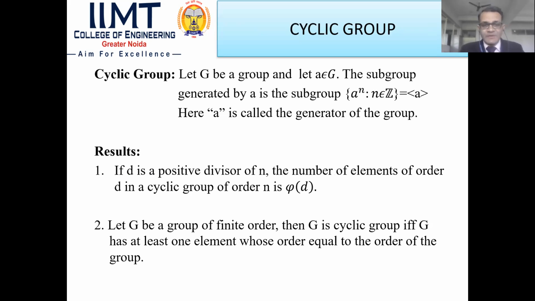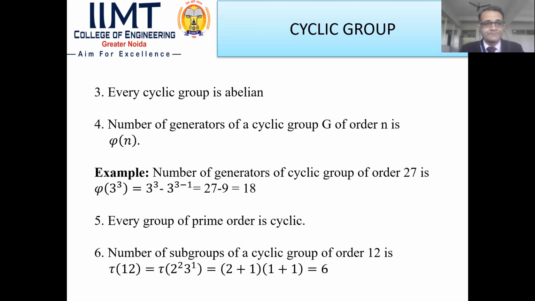Number 2: let G be a group of finite order, then G is a cyclic group if and only if G has at least one element whose order equals the order of the group. Number 3: every cyclic group is abelian. Number 4: the number of generators of a cyclic group G of order n is phi n. One example based on this result: the number of generators of a cyclic group of order 27 is phi of 27, that is phi of 3 raised to power 3, which is 3 raised to power 3 minus 3 raised to power 3 minus 1, equal to 27 minus 9, that is 18.